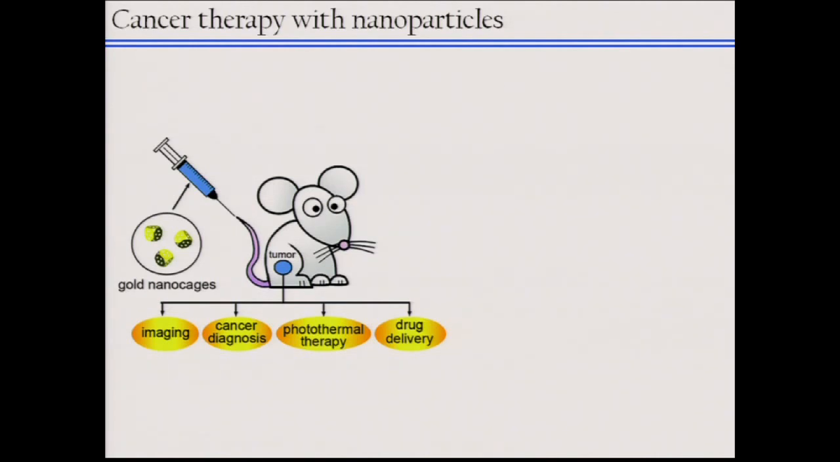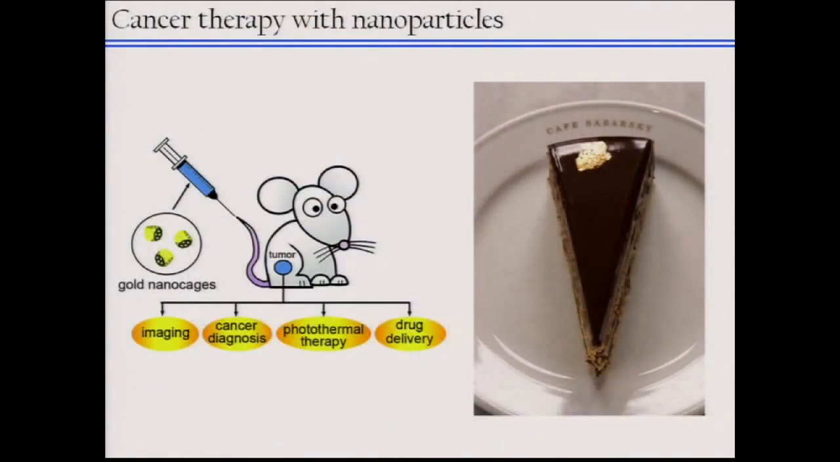They would locally heat up, and then that heat could be used to kill neighboring cells, namely cancer cells or tumor cells that are just in the vicinity of the nanoparticle. And then you could also use the scattering, which would be at a different wavelength, to image the tumor.